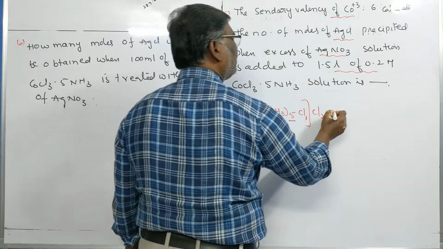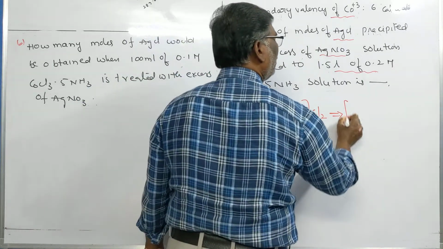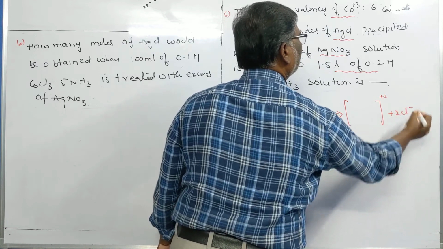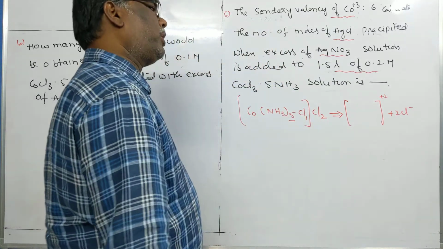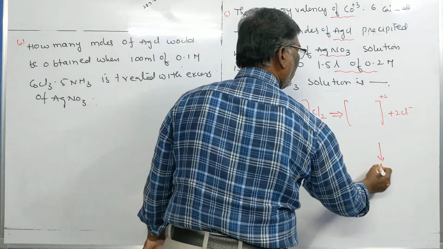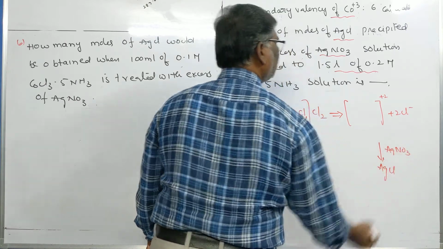Now you know this complex can ionize to give 1 complex ion and 2 chloride ions. How many chloride ions? 2 chloride ions. Then this reacts with AgNO3 to give AgCl.